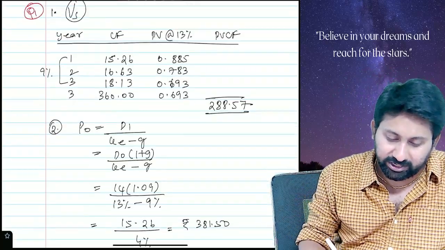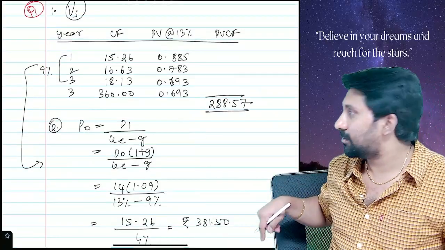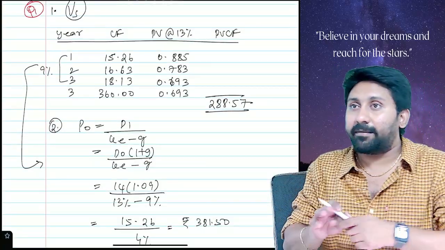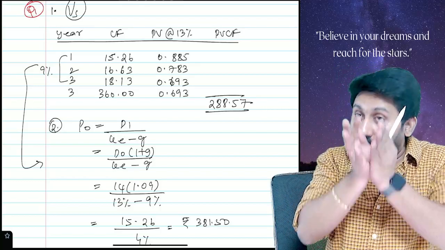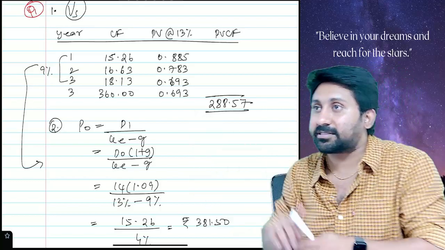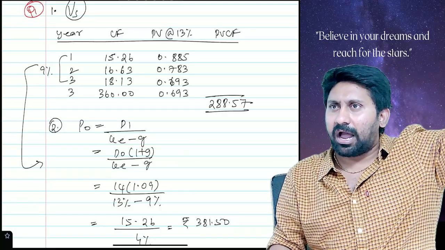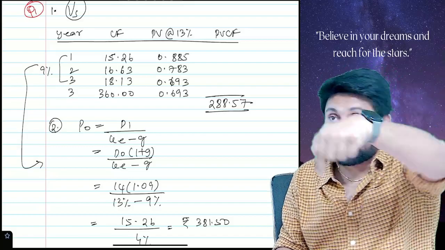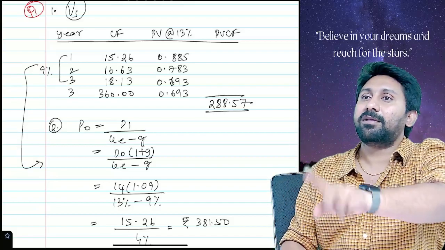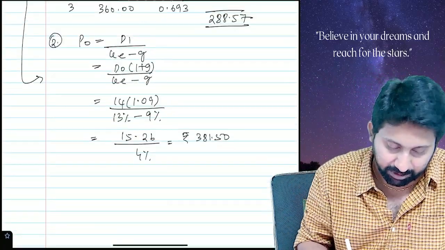Next. What is the difference between bit 1 and bit 2? Don't tell value difference. Difference I am asking. In bit 1, we are buying today, holding it for 3 years and selling after 3 years. Second bit, already I bought long back, I held it for some number of years, now I am going to sell. That's the difference. Understood? Next, bit number 3.